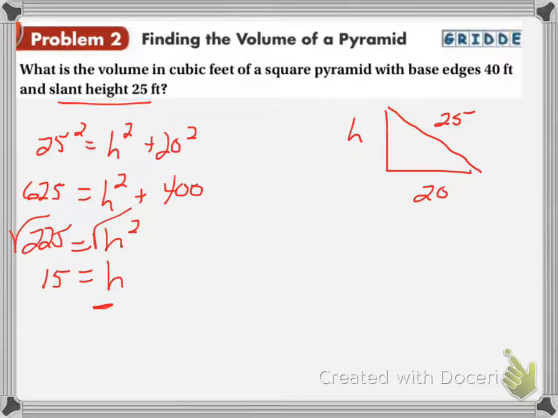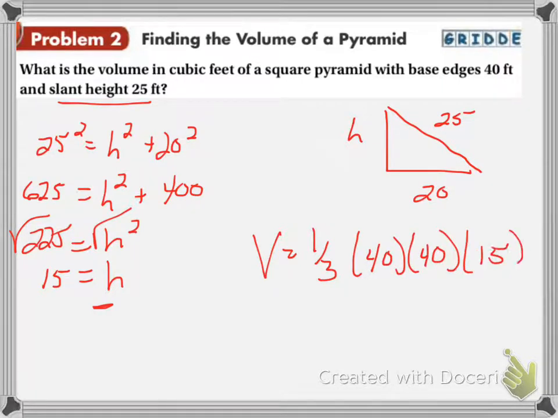And again, it's just Pythagorean theorem. You've come to notice that a lot of times you're just going to use Pythagorean theorem over and over and over again to find various heights and things of that nature. So to find our volume, it's going to be 1/3 area of my base. Well, we know it's a square pyramid with base edges 40. So that's going to be 40 times 40 times my height, which we just found is 15. Punch in my calculator, you end up with about 8,000 feet cubed.